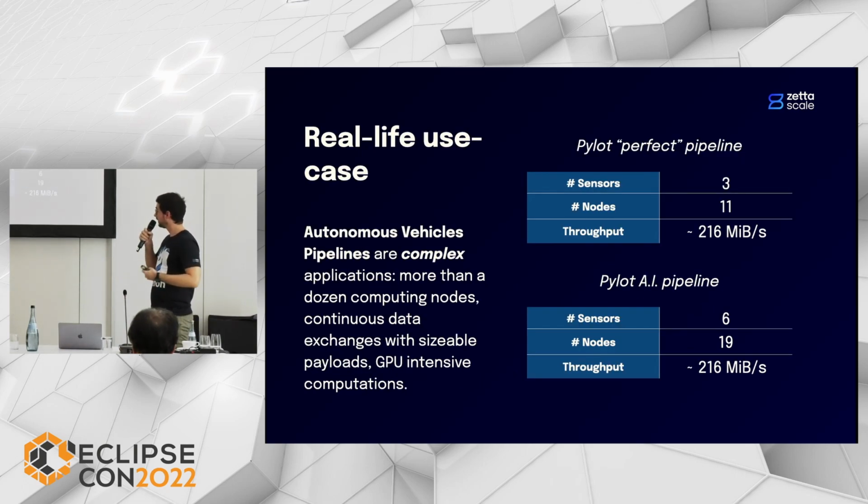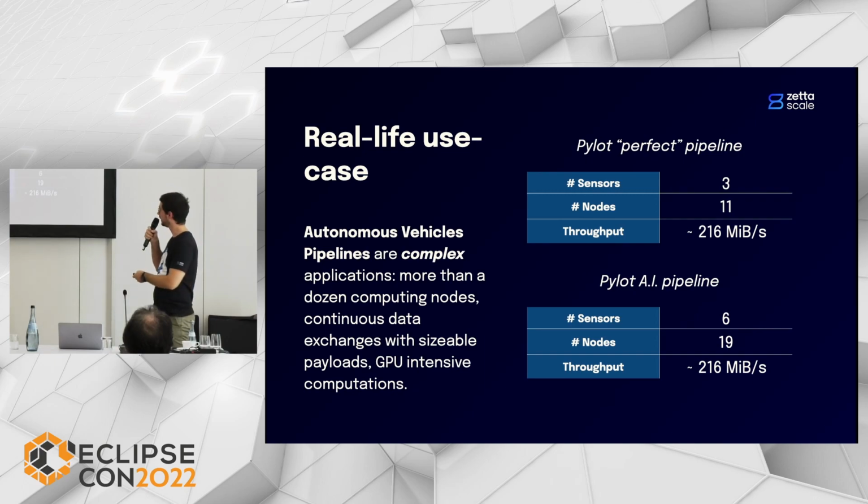Why? So as I said, autonomous vehicle is a kind of sexy use case nowadays. It's also complex. We have lots of sensors, we have different nodes running, and we have high throughput. This high throughput is because we're sending images regularly.